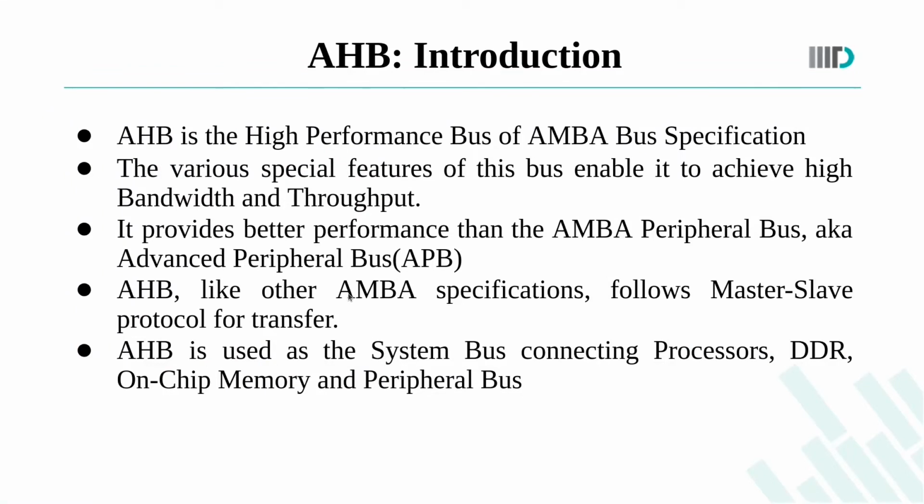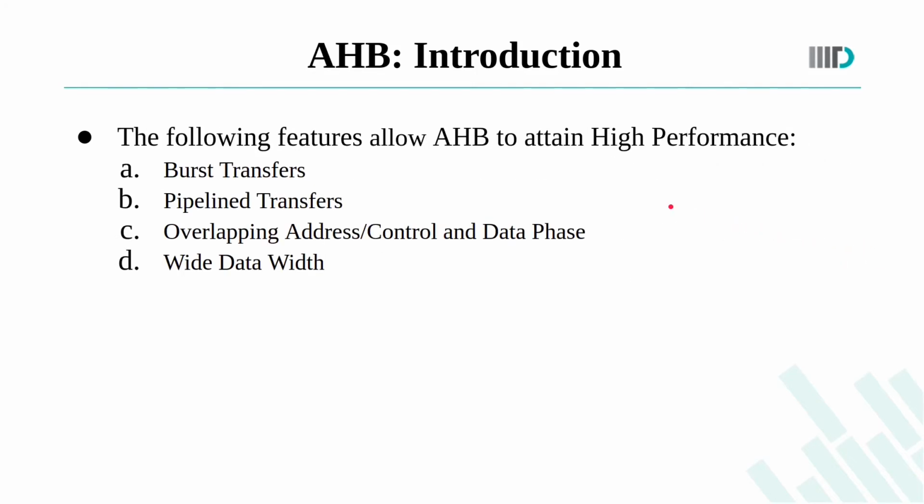AHB is the high performance bus of the AMBA specification, which allows high throughput data transfers, and it performs considerably better than other buses of the bus specification like the Advanced Peripheral Bus. Just like any other AMBA specification, AHB also has multiple masters and multiple slaves. What allows AHB to attain this high performance is the ability for burst transfers, pipeline transfers, overlapping of the data phase and the address or control phase, and the wide width of data transfer that is supported by AHB.